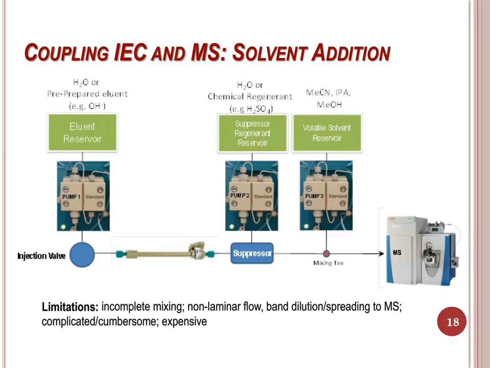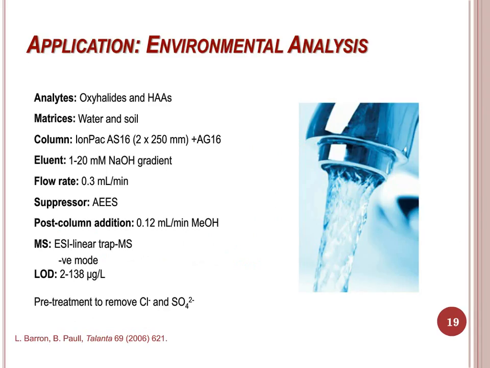Barron and Paull determined a range of analytes, including inorganic anions, oxyhalides, and haloacetic acids in soil and water matrices. This method used a hydroxide gradient with supplementary flow of methanol post-suppressor in order to volatilize the eluate for ESI. As I mentioned, sensitivity can be affected. However, in this case, LODs were reported between 2 to 138 micrograms per litre using a linear ion trap.